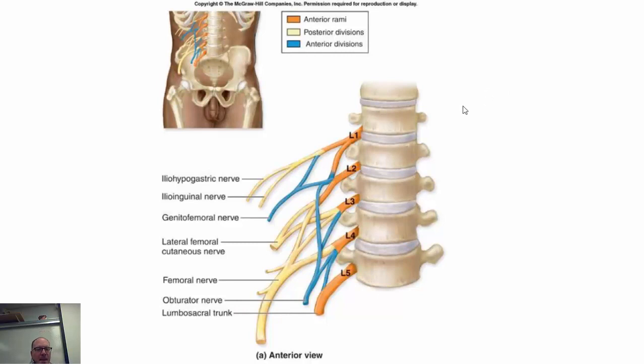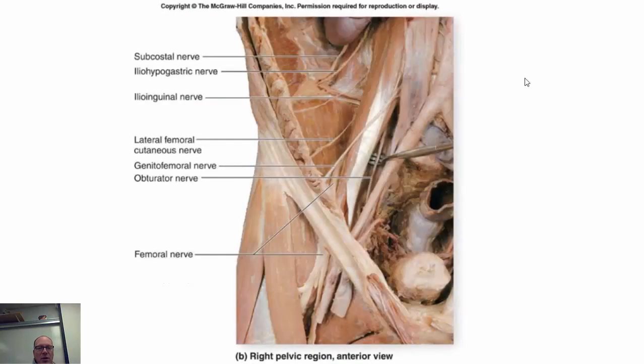Here's the lumbar plexus. Here's L1, 2, 3, 4, and 5, of course, and you can see how those nerves diverge and then reconnect and recommunicate. Really beautiful network of nerves. I'm going to show you some dissections here. So the lumbar plexuses have been identified here.